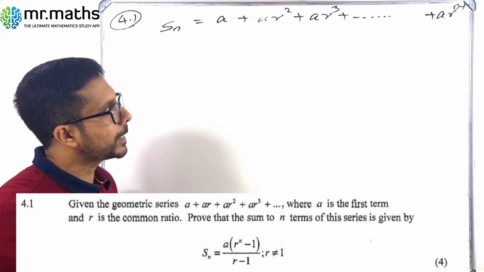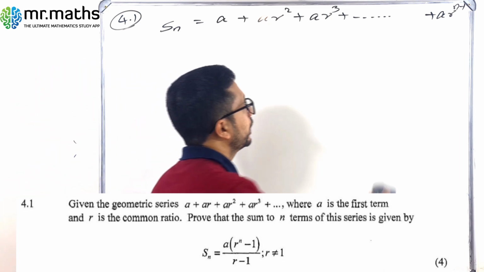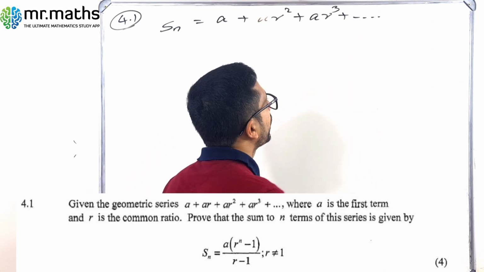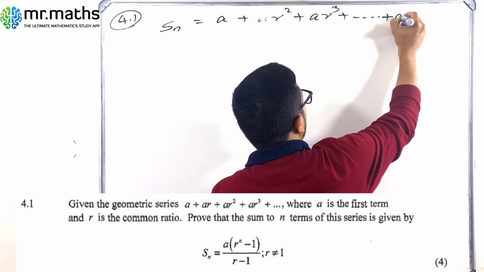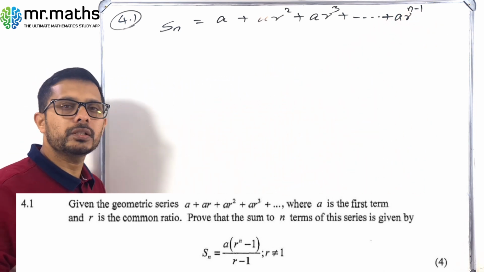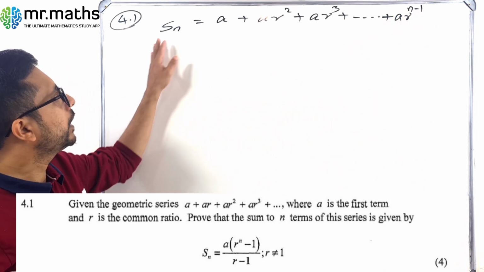Now let me write it here, etc. plus ar raised to n minus 1. Okay, that is the last term. So this is Sn.